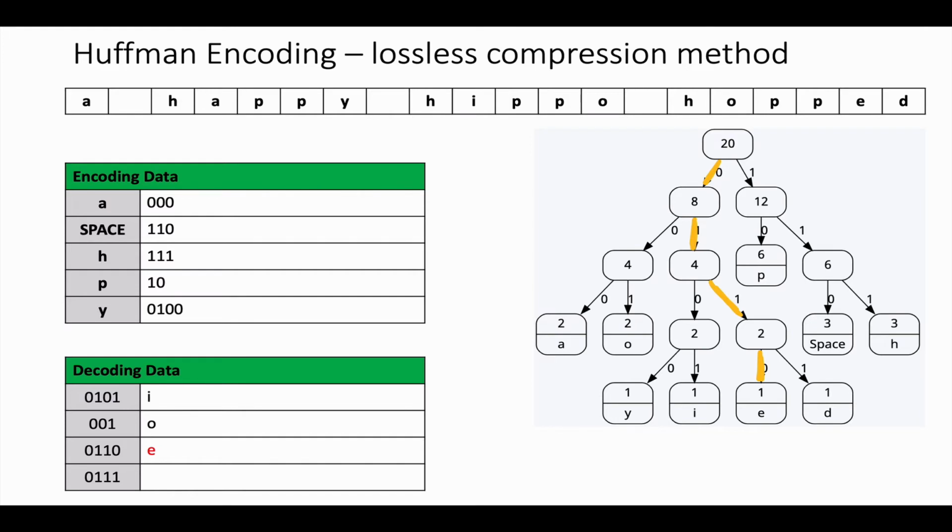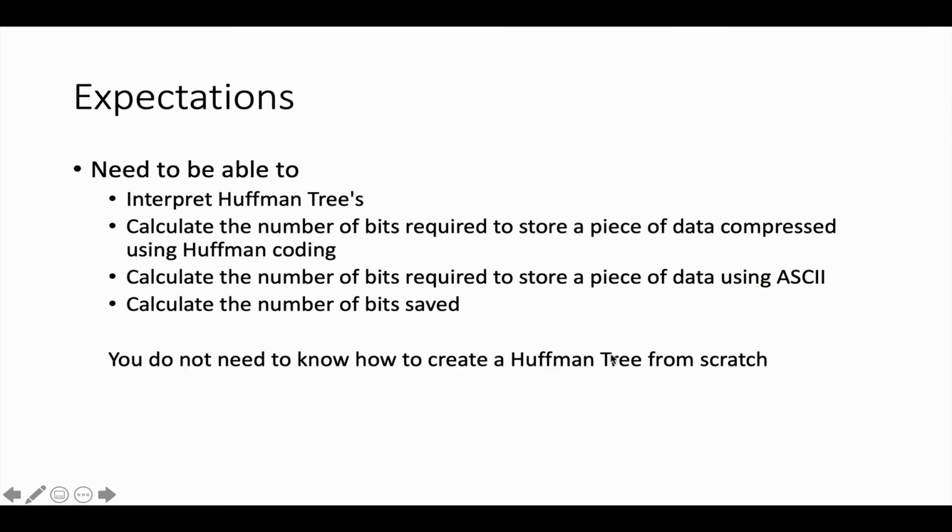And the final one then, 0, 1, 1, 1 is left, right, right, right. And that brings us out at D. So that's how we're able to interpret a Huffman tree.